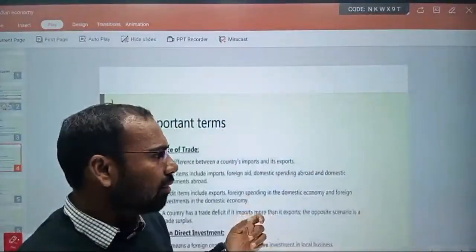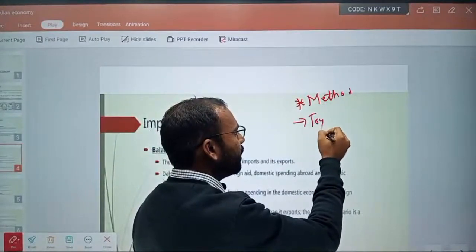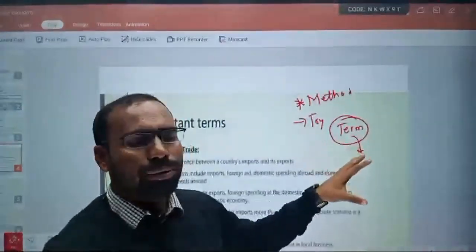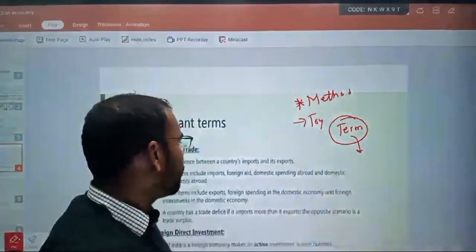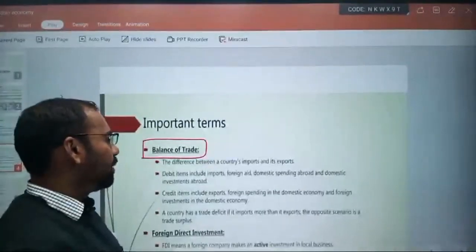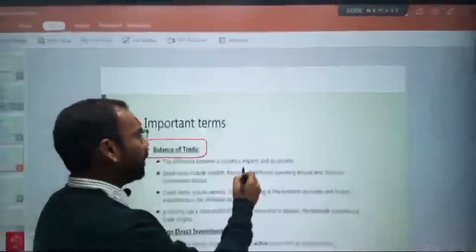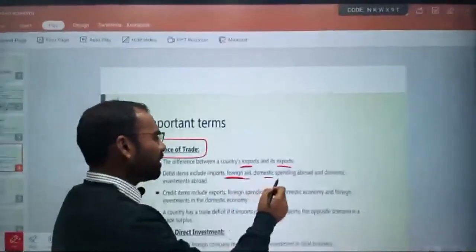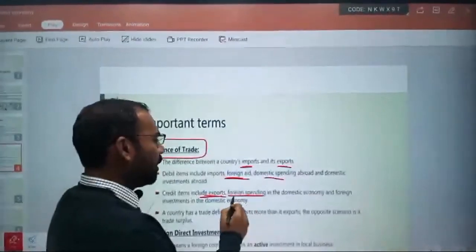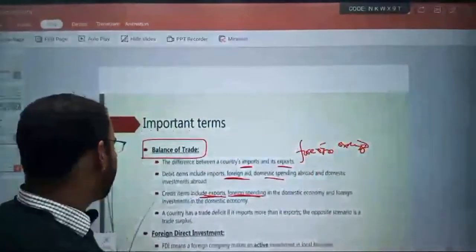First, try to understand the method. The method is to first understand the terminology. Try to understand the term, and if you know the term, then use that term and interlink it in your concept. For example, first you should know what balance of payment is. Once you know the balance of payment, then you can use it in international trade. Balance of payment is very important for international trade: how import and export one country does, and what the foreign relationship between countries is. So in balance of trade, you will understand export, import, foreign exchange, all the things.